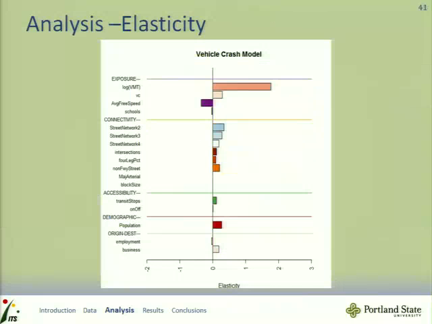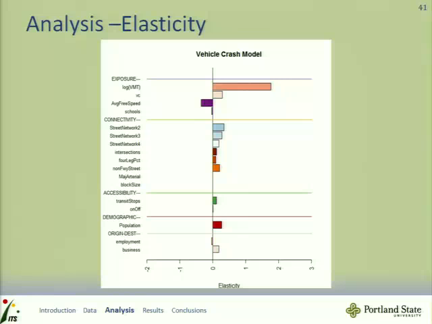So I also looked at elasticity. So if you had a 1% increase in a particular factor, what would be the comparable change in crashes? An elasticity of 1 would mean a 1% increase in the factor would be a 1% increase in the crash rate. So as you can see here with the elasticity for all the different factors for the vehicle crash model, the VMT had the strongest elasticity. So as vehicle miles traveled increase in the area, that will tend to drive an increase of crashes.